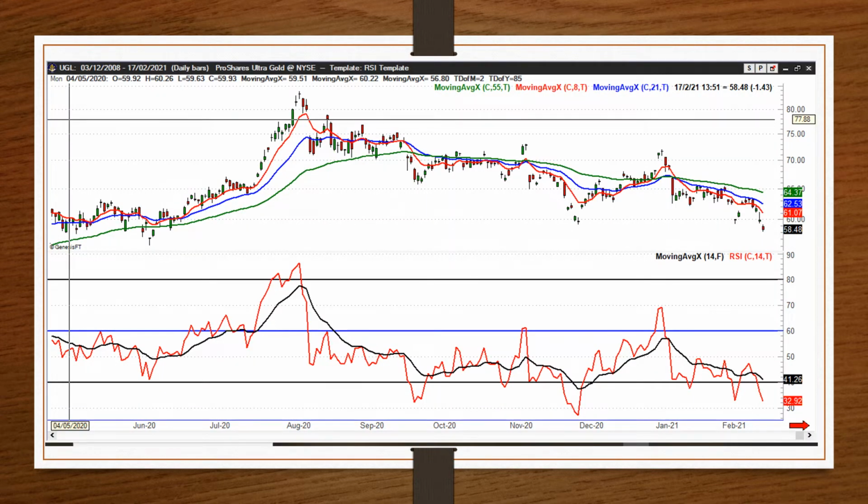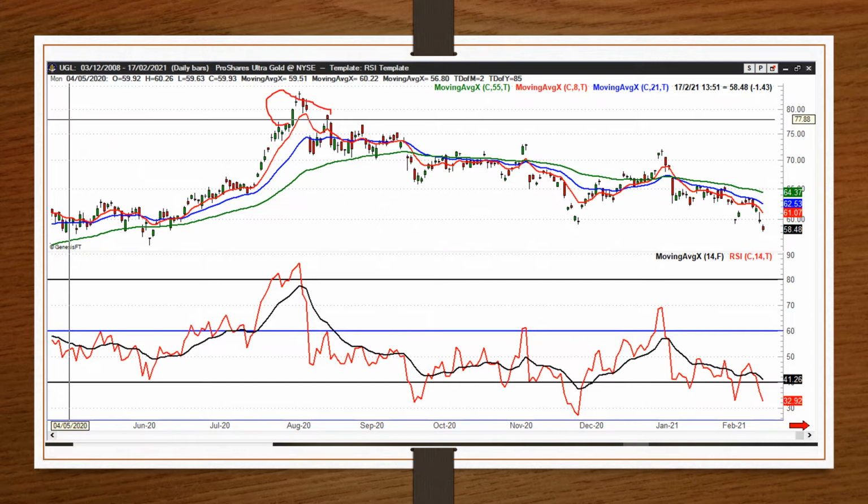Okay, we're looking at the symbol UGL, which is the ETF, or exchange traded fund, whose price is driven by the price of gold. So we've got the UGL in the upper pane and the RSI in the lower pane, and the RSI is set to 14.